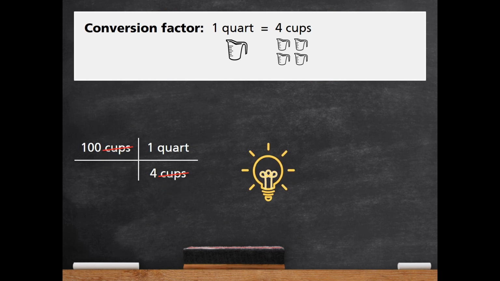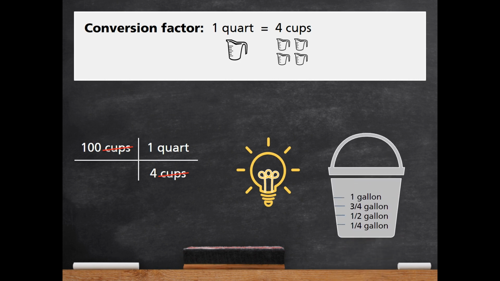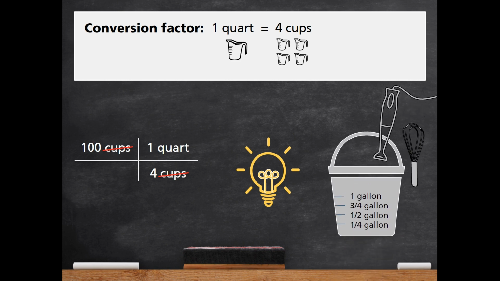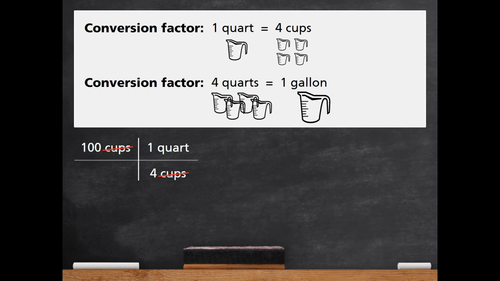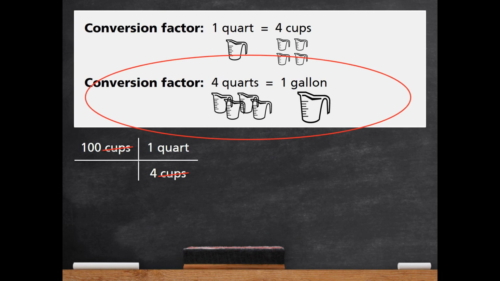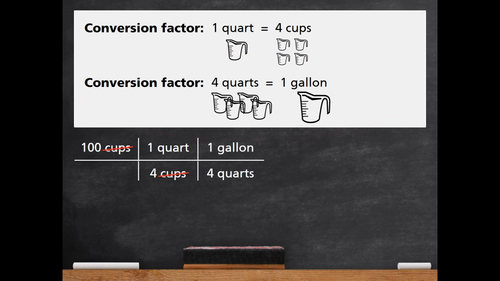But wait, you remember you have buckets with gallon measurements that can be used to mix up your smoothies. Let's add another conversion factor so we can end up with our milk measurement in gallons. We already added our cups to quarts conversion factor, and now we need to add our quarts to gallons conversion factor. We want to end up with our milk measurement in gallons. Let's put the gallon part of the conversion factor on top and the quarts part on the bottom so that they cancel out, just like the cups.